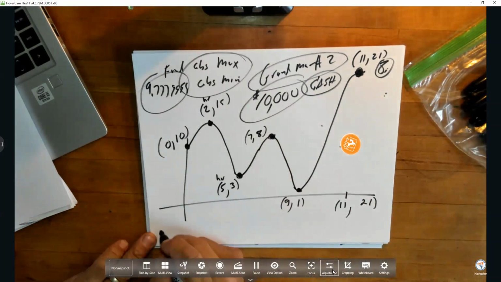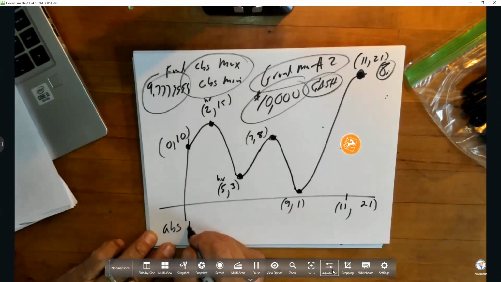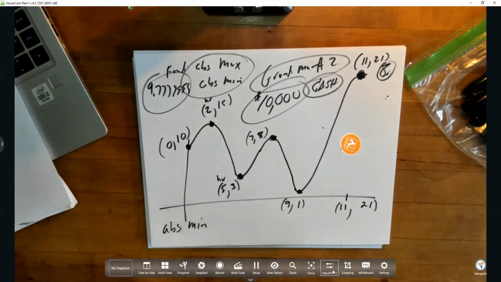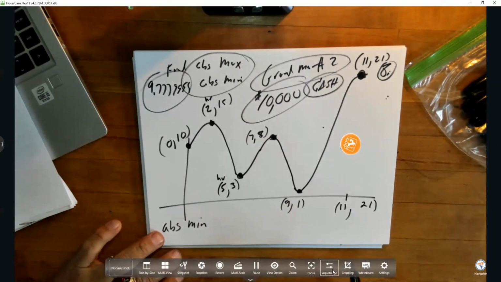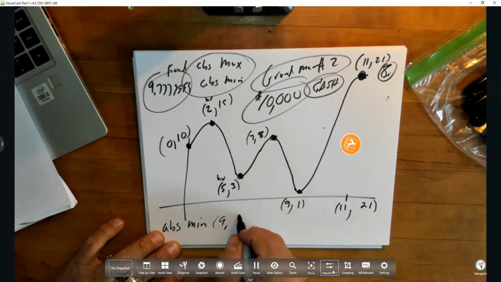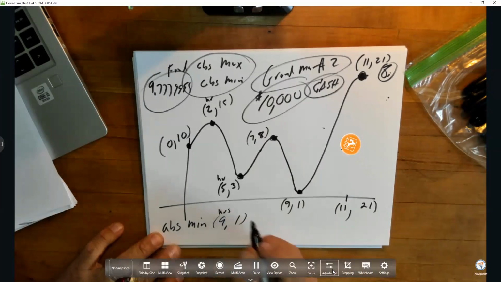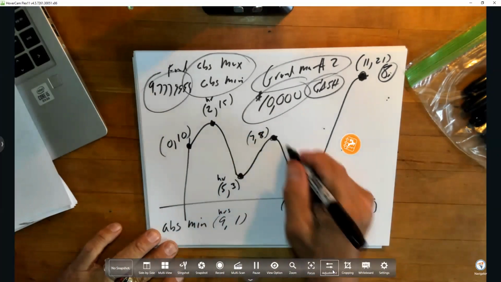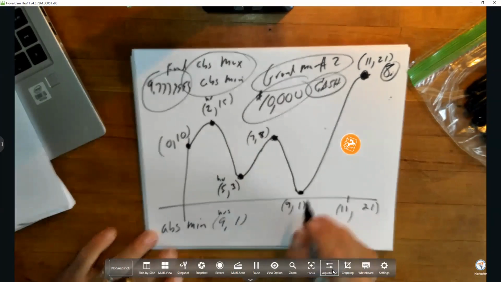So now here's the thing. All right, the absolute min. What do you think the absolute min is of this thing? What's the lowest it ever went? Somebody said 9.1. Yes or no? Yeah, that's right. 9 hours after you put your money in the stock market, you go, oh man, it's only worth $1,000.